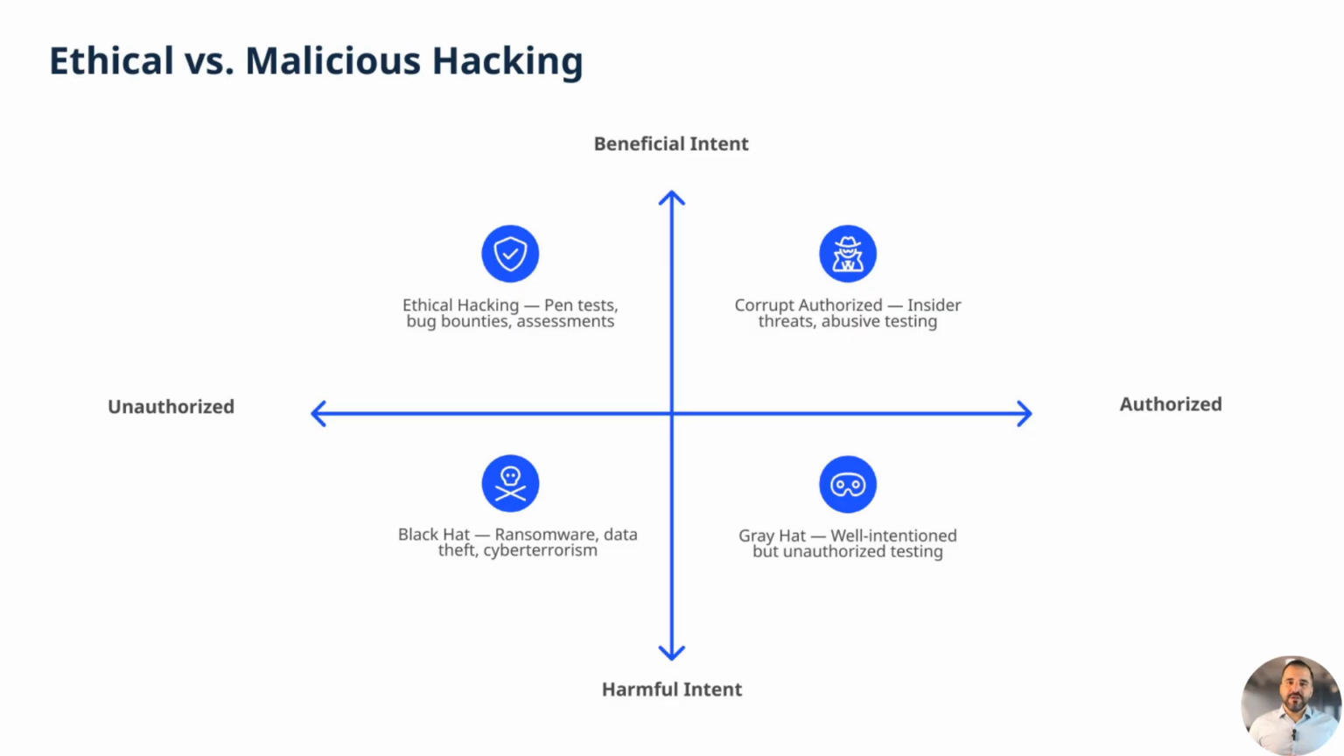Gray hat hackers fall into a middle ground. While their intentions may be to help, they conduct testing without authorization, which can still cause legal and ethical concerns. Additionally, corrupt authorized hackers, often referred to as insider threats, exploit their legitimate access for malicious purposes, making them particularly dangerous. Clearly, understanding these categories is essential for creating strong cybersecurity strategies that address both external and internal risks effectively.